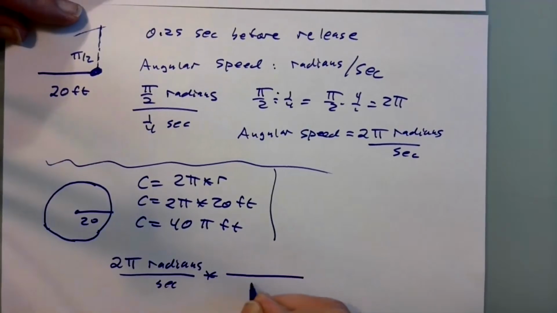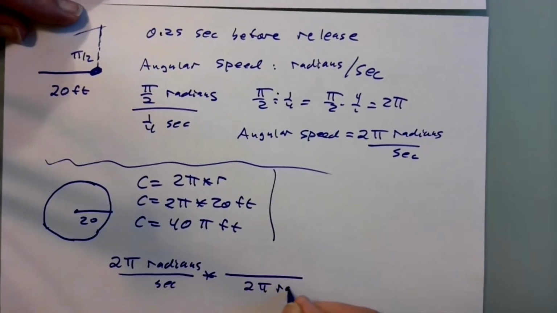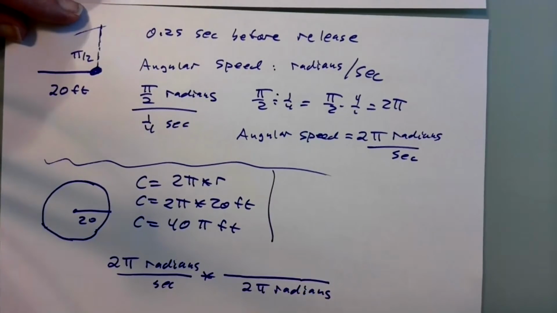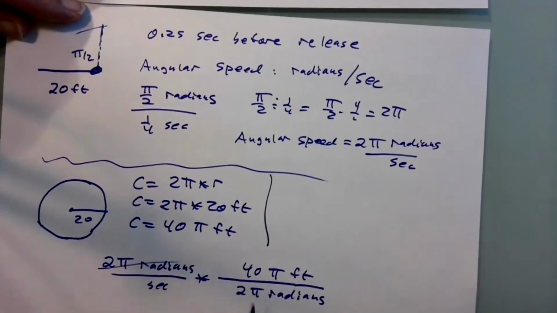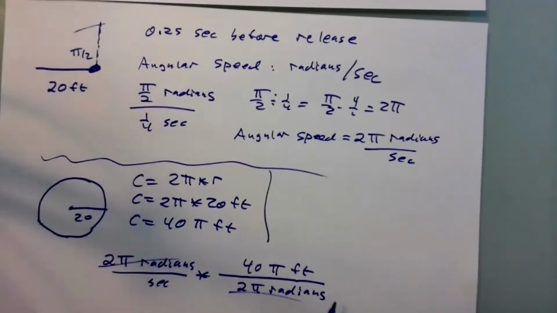Times per 2 pi radians, per 1 complete revolution, how far does this thing travel? It travels 1 circumference. It's 1 circumference per 2 pi radians. So that's 40 pi feet per 2 pi radians. Well, you notice everything cancels nicely, and my answer is 40 pi feet per second.